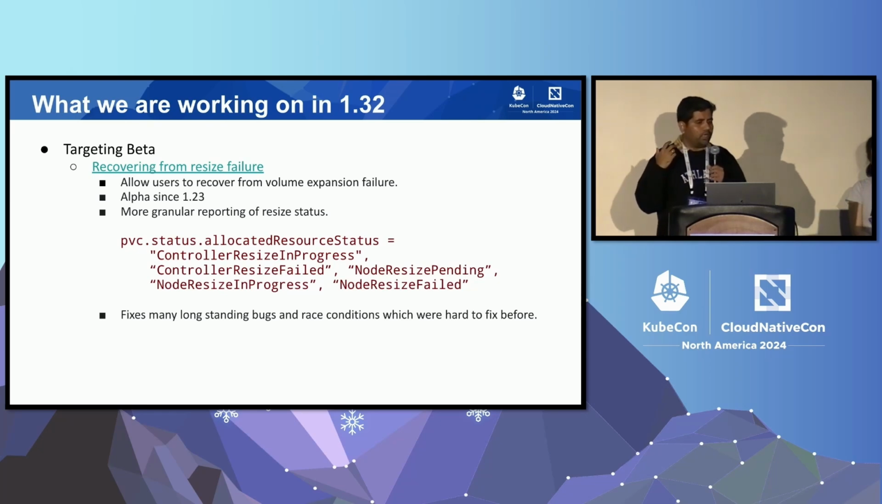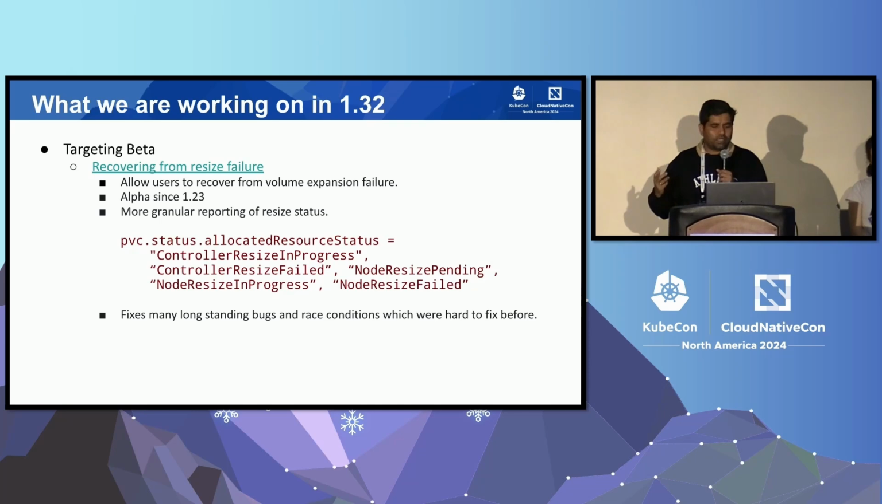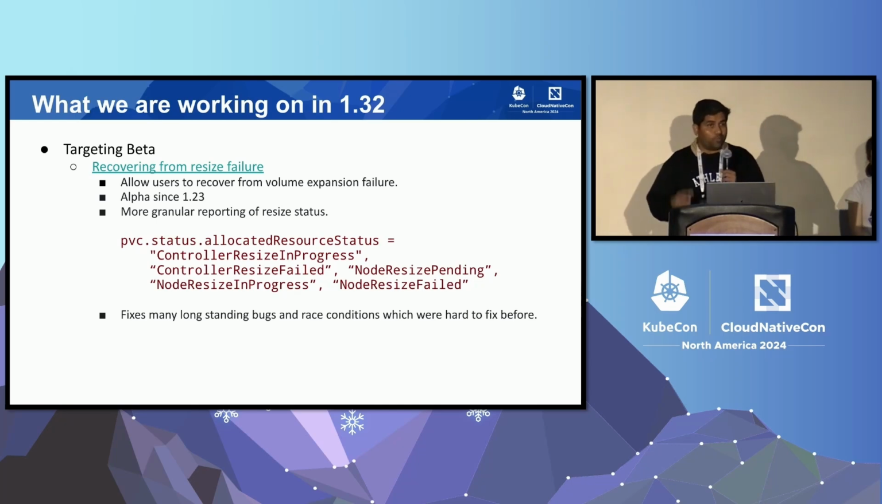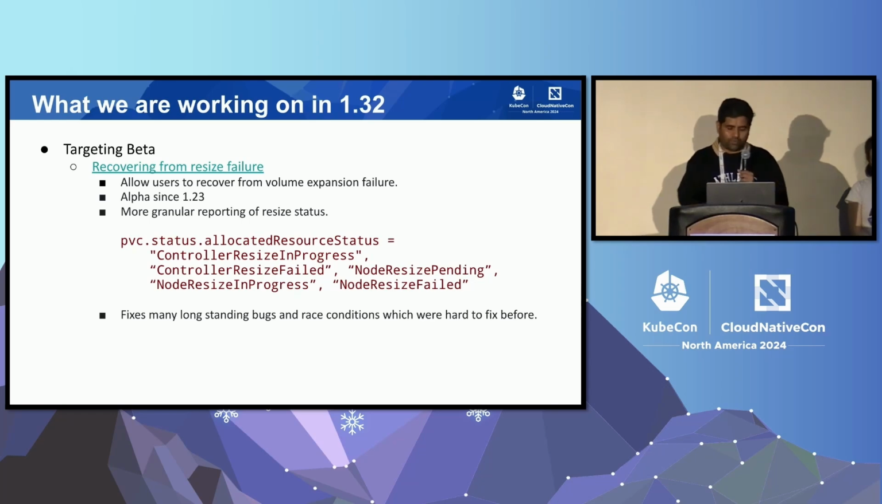And it also exposes the resize status at a more granular level. You can see the status of the PVC, in which state the resize operation is. And because of these extra states that are available to us, it fixes many long-standing bugs and race conditions which were previously hard to fix. So it should be more robust in 1.32.